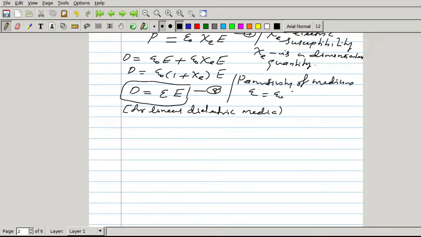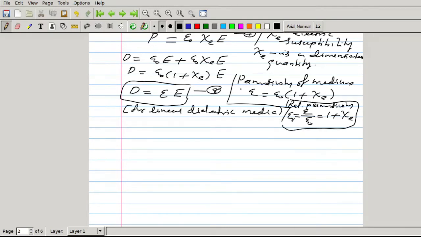Epsilon equal to epsilon 0 into 1 plus chi E, or epsilon by epsilon 0 equal to 1 plus chi E. Epsilon by epsilon 0 is called relative permittivity. This one, epsilon equal to epsilon 0 into 1 plus chi, is equation number 9.